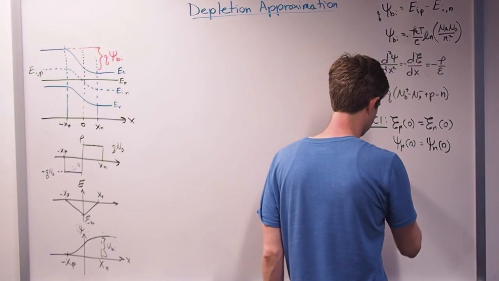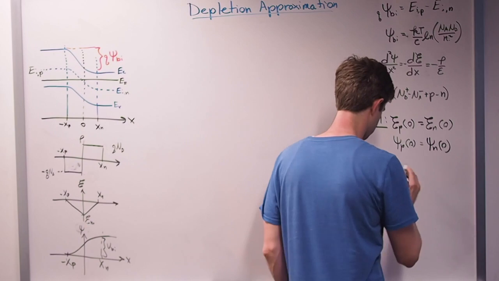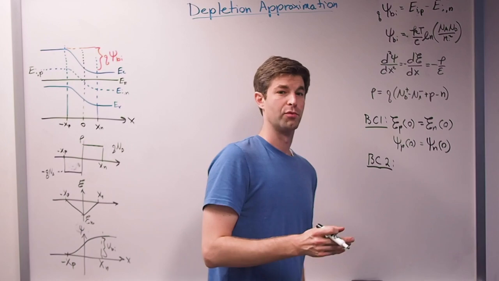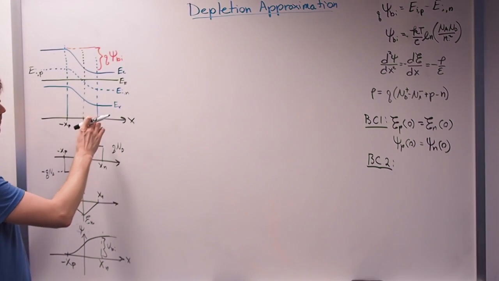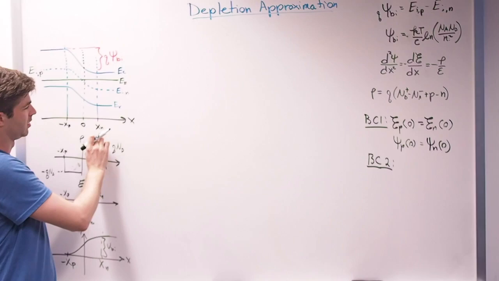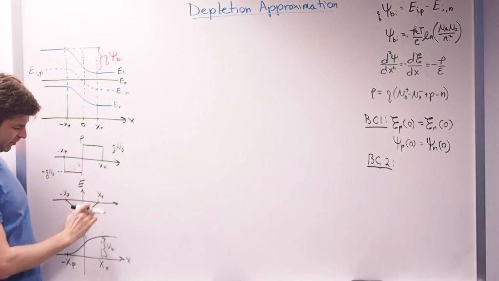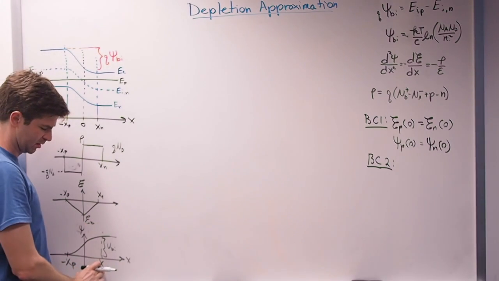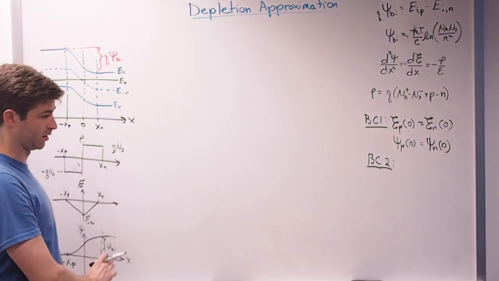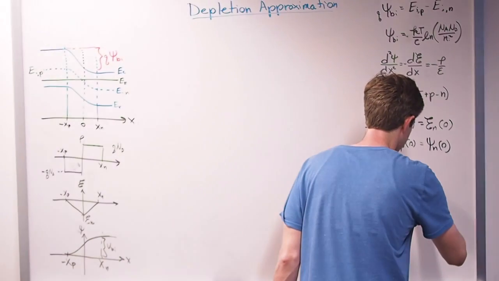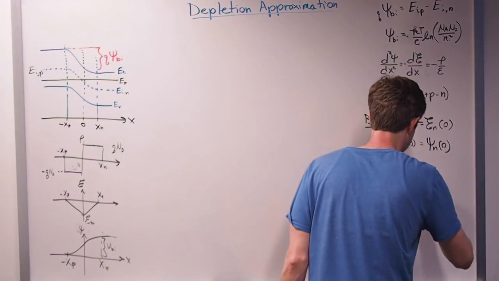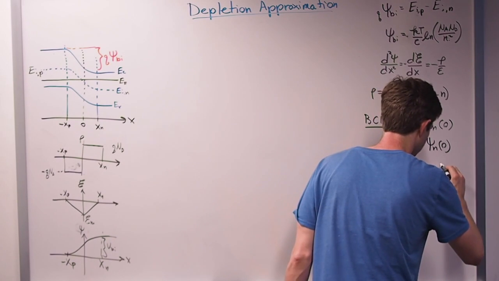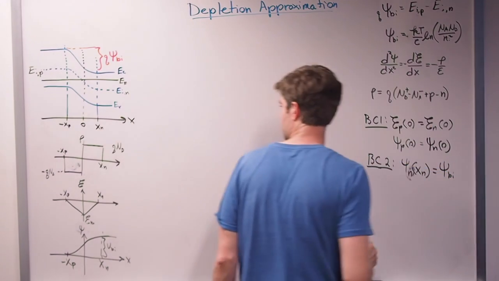So BC2, we also consider at the boundary points. At x_n, well, our maximum electric field occurs at the metallurgical junction, but at x_n, our built-in potential is there. So phi_N of x_n is equal to our built-in potential phi_bi.